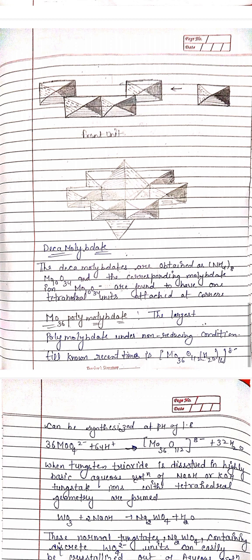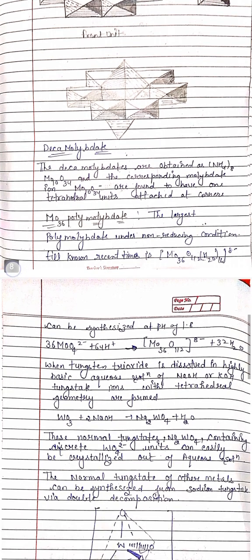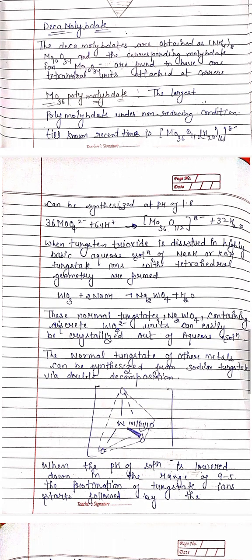When tungsten trioxide is dissolved in highly basic aqueous solution of NaOH or KOH, tungstate ions with tetrahedral geometry are formed. WO3 plus 2NaOH gives Na2WO4 plus water. These normal tungstates Na2WO4, containing discrete WO4 2- units, can be easily crystallized out of the aqueous solution. The normal tungstates of other metals can be synthesized from sodium tungstate via double decomposition.